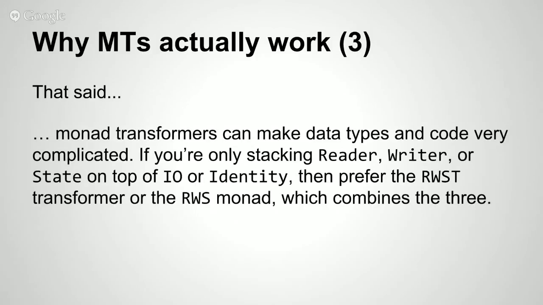But the reason that's not such a problem is because most cases of in-program state are the reader, the writer, and the state capabilities. And if you're only stacking those together, another thing you can do is just use the RWS monad, which combines the three. So RWS is parameterized by a type R, a type W, a type S, and it says, okay, I have read-only state of type R, I have append-only monoidal state of type W, and I have read-write state of type S.